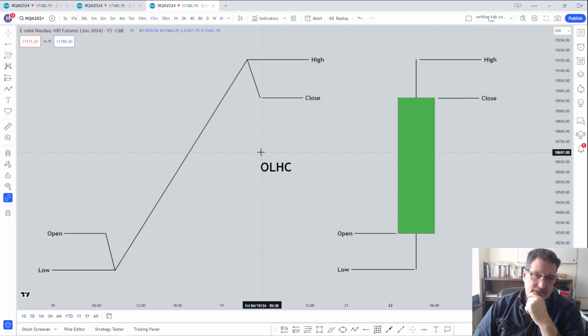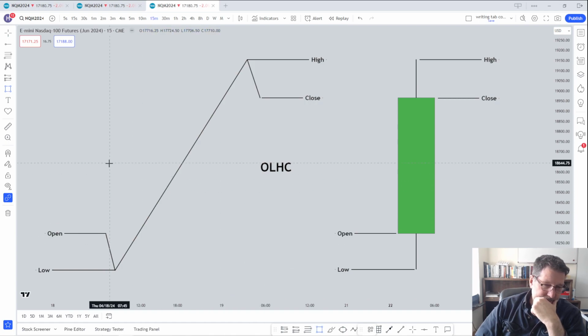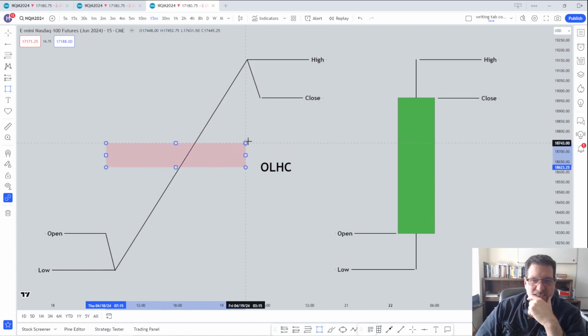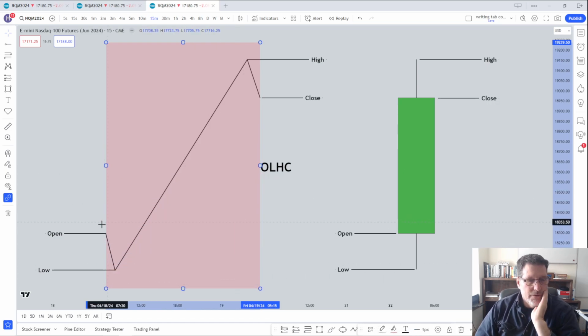So looking at this simple illustration right here, we're going to basically consider this one day. This is 1 day in the life of a candle, a daily candle. We open up, we go lower, we go create a high, and then we retrace for a close. We open, we go down, we come up past the open to the high, back to close. That gives us our open, low, high, close.